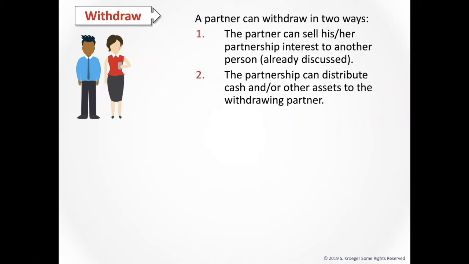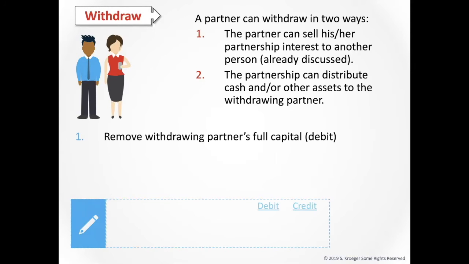Basically, the partnership is buying them out, giving them back cash or assets to help replace their capital, and removing them from the books. There are three steps involved for removing the partner in this second way. First step is to remove the withdrawing partner's full capital by doing a debit. Remember, capital accounts are credit, CC, C for capital, C for credit. So if we're removing them from our books, we want to do a debit for the full amount, regardless of what we're actually giving them.